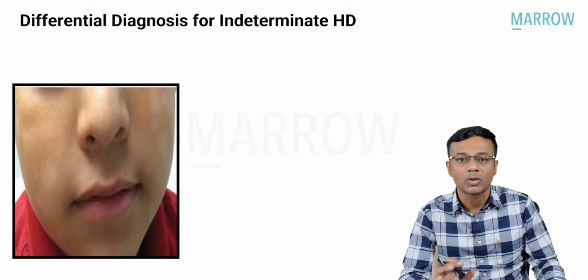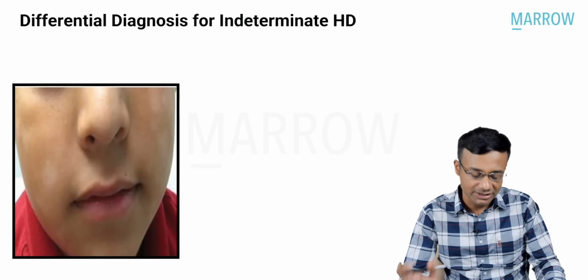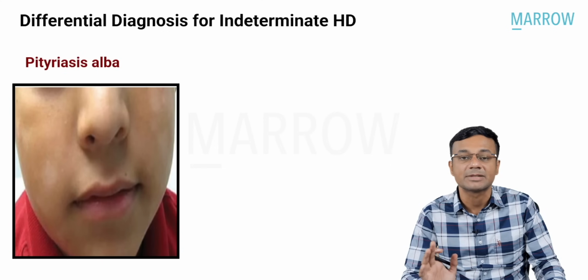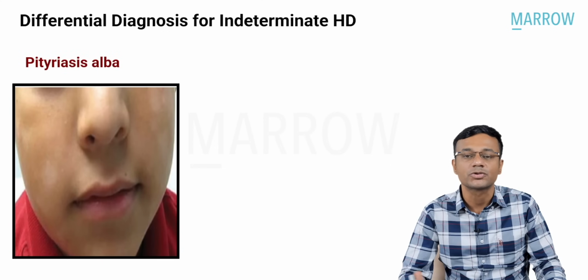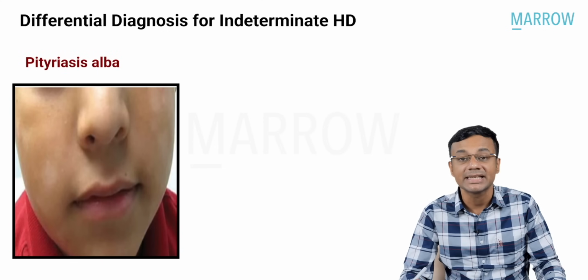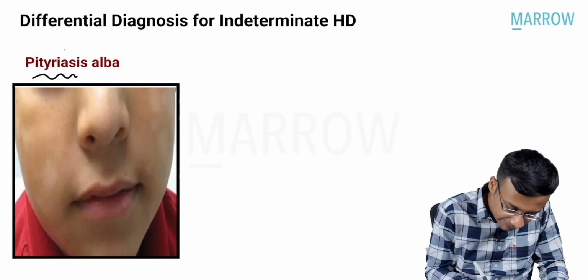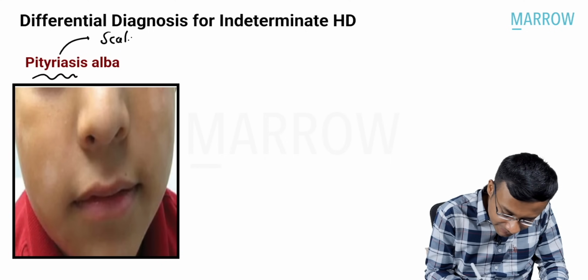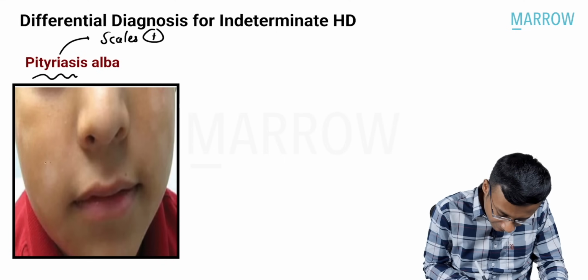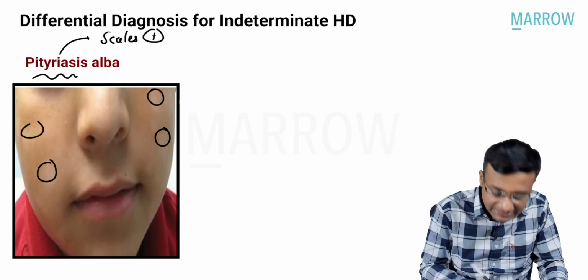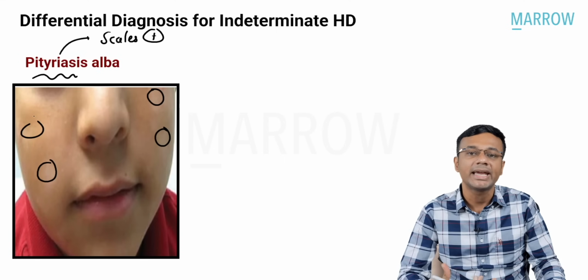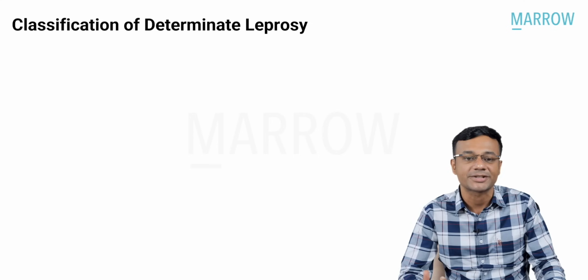Now in the exam, what is the most important differential diagnosis for this condition? Yes, the differential diagnosis for this condition is pityriasis alba. As I mentioned to you students, please remember this point that leprosy is non-scaly, whereas the word pityriasis itself means scaling. So scales are present here. You get fine scales in pityriasis versicolor. Generally, there are multiple lesions. Usually in indeterminate leprosy, there's only a single patch.